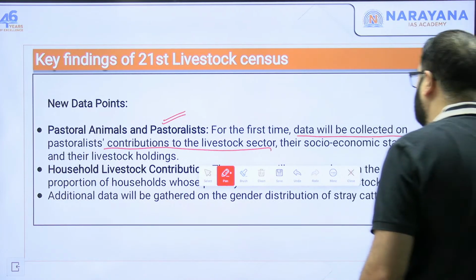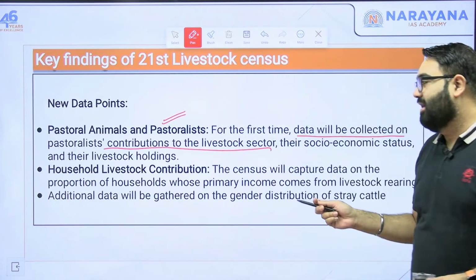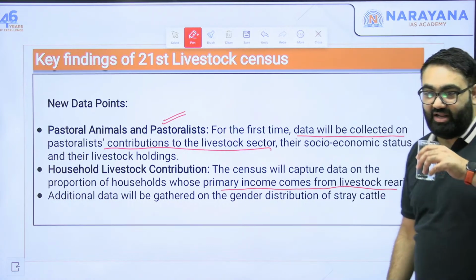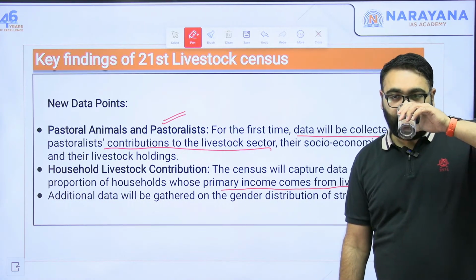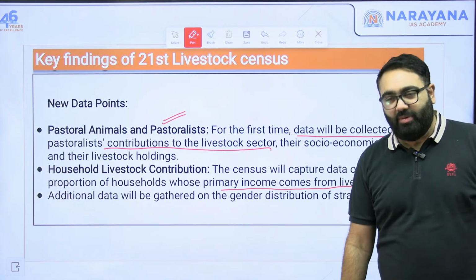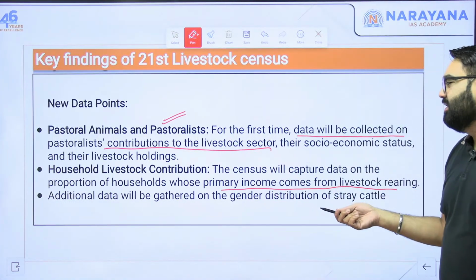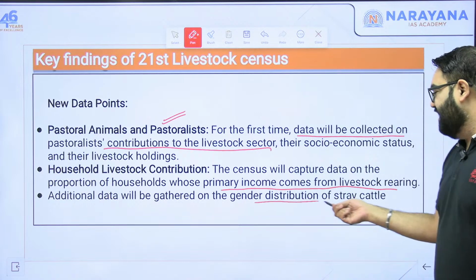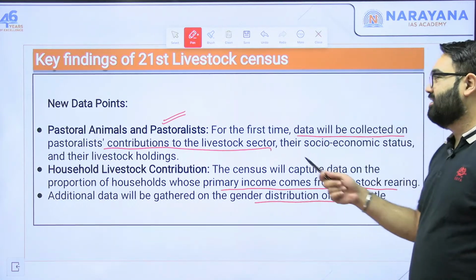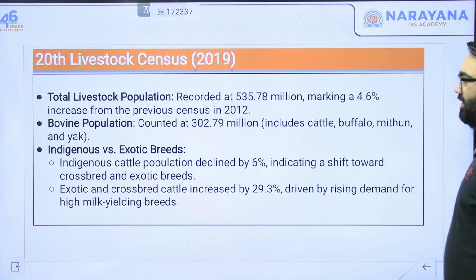Apart from that, the census will also take into consideration the data on the proportion of households whose primary income comes from livestock earnings specifically, so that we can get to know how many farmers are dependent specifically upon animals for their livelihood. Data will also be gathered on gender distribution for stray cattle, how the stray cattle are of which gender, so that the government can keep a track of that as well.